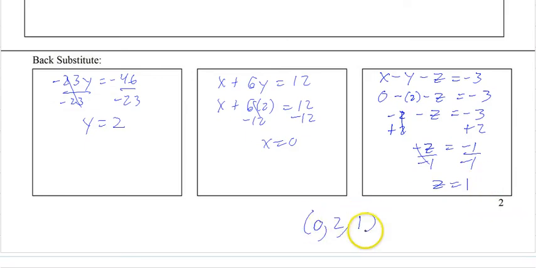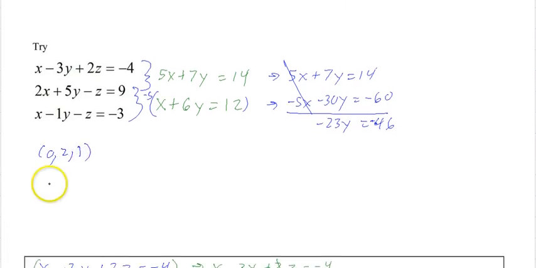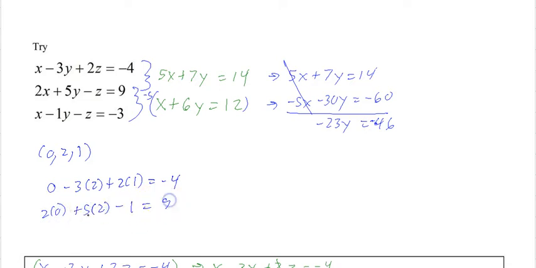So we have 0, 2, and 1. And just to make sure it's correct, we have to check it. So 0, 2, and 1. This time we'll plug them in. That's why we have extra space. So 0 minus 3 times 2 plus 2 times 1 has to be negative 4. And then 2 times 0 plus 5 times 2 minus 1 has to be 9. And then 0 minus 1 times 2 minus 1 has to be negative 3.